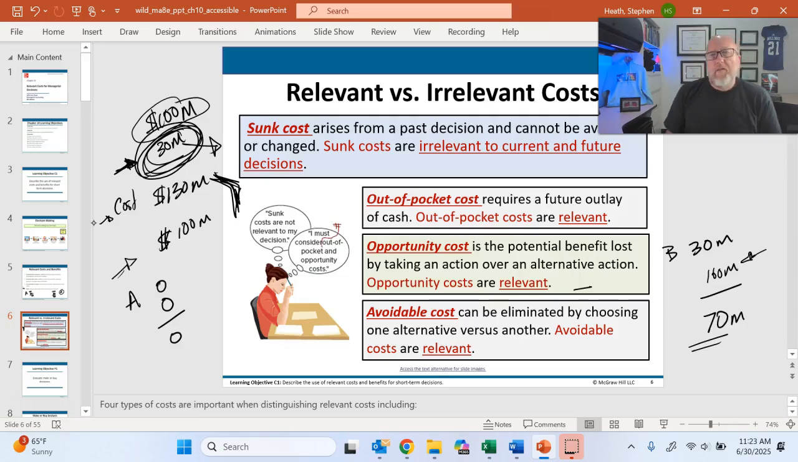And then avoidable costs, those are things that you can get rid of if you don't make a decision. And usually when we're thinking about avoidable costs, we're always talking about fixed costs, right? So the factory rent. If I don't make any products, if I choose to stop making products, I probably still have to pay the factory rent. So avoidable costs are if I don't do something, what costs go away?